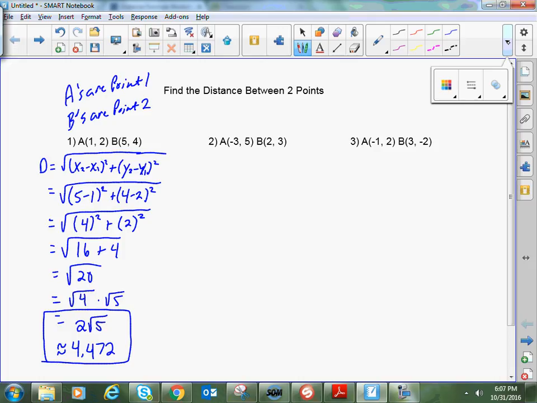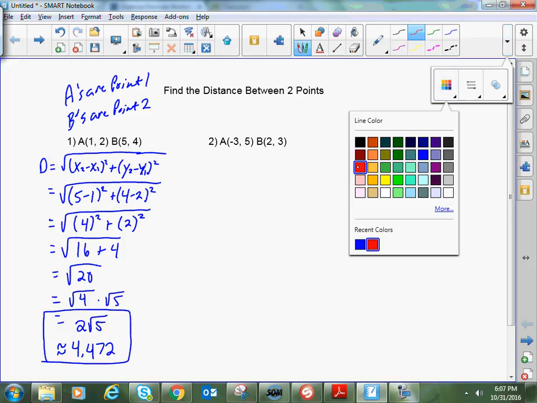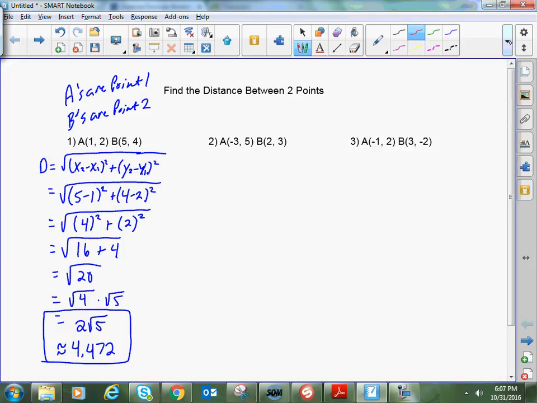The radical answer is considered exact because we're not rounding. And of course, the rounded answer, no matter how well we did our math, is going to be considered an approximate answer because we had to round it at some point.